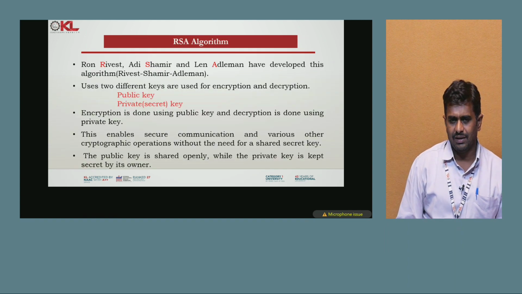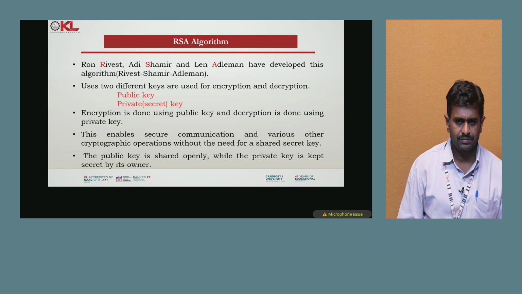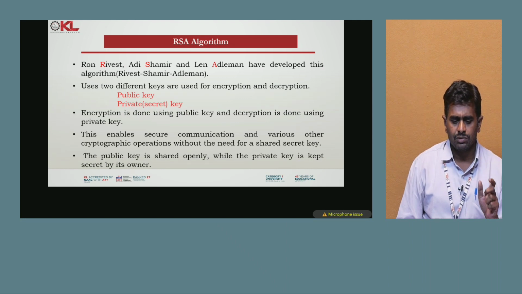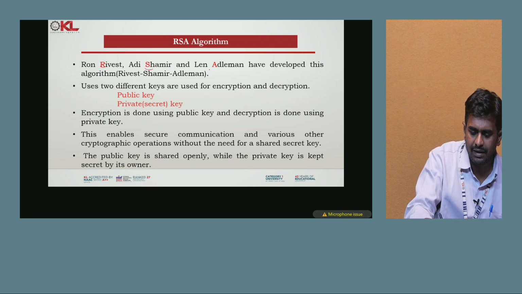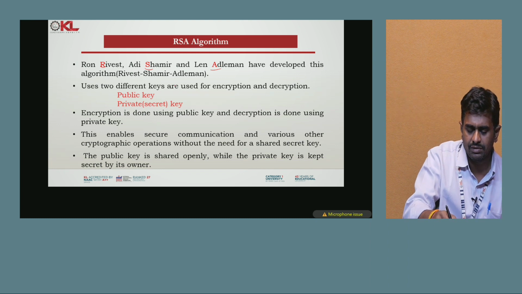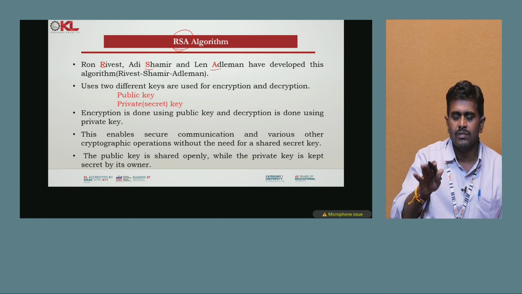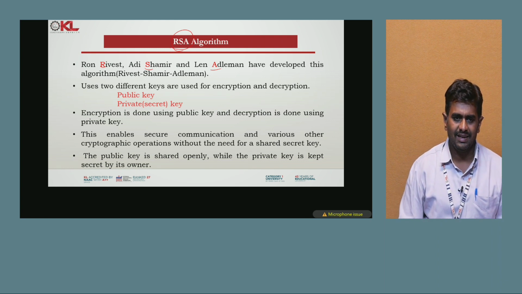This is the RSA algorithm. This algorithm was developed by three scientists. The first scientist's name is Ron Rivest, the second is Adi Shamir, and the third is Len Adleman. These three scientists developed this RSA algorithm. Their first letters are R, S and A, right? So the algorithm's name came from their names. That is the RSA algorithm.